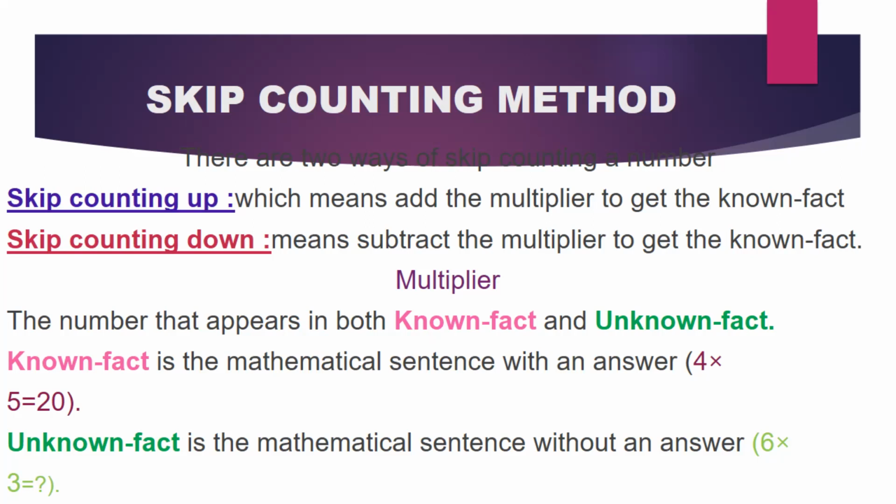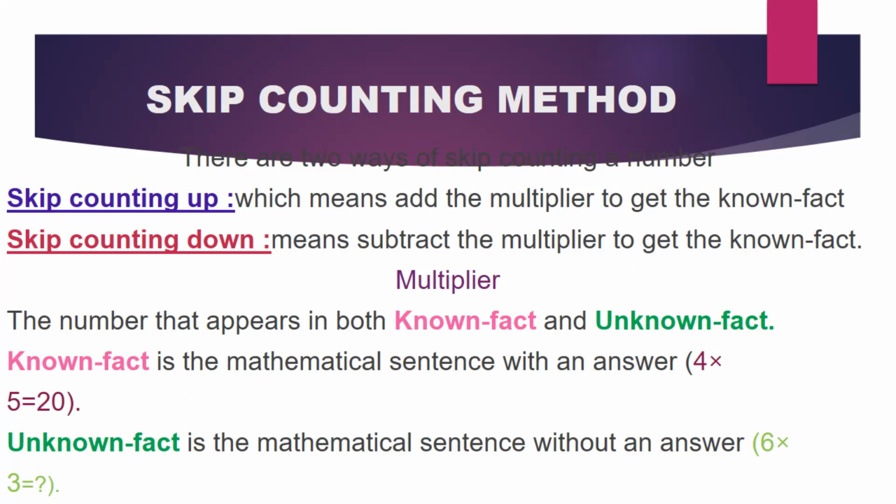Based on what you are going to do, that is why we have some terminologies here. A multiplier is a particular number found in both the known facts and unknown facts. The meaning of known facts is a mathematical sentence with an answer. Example, 4 times 5 is equal to 20. This is a complete sentence, so we call it a known fact. We know the answer already.